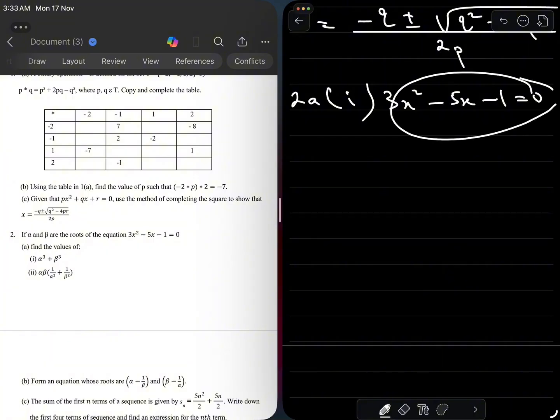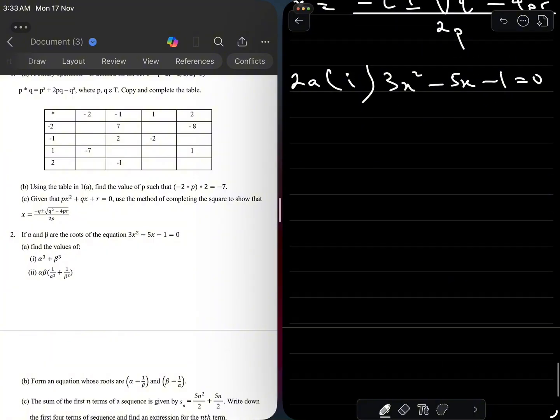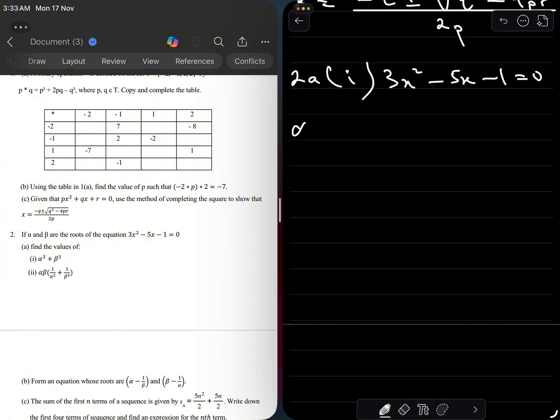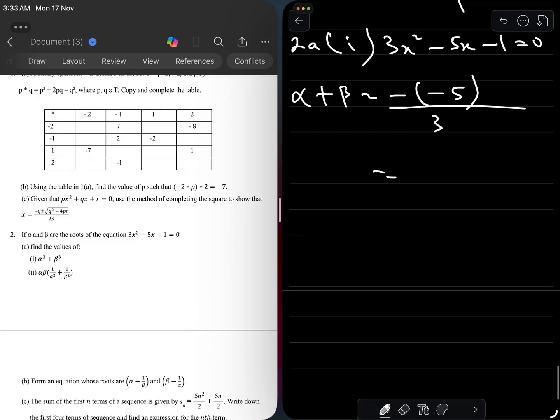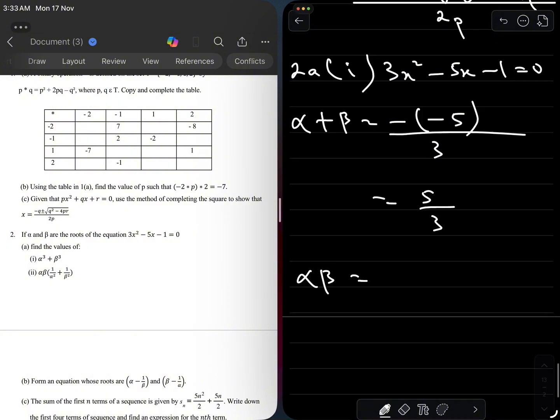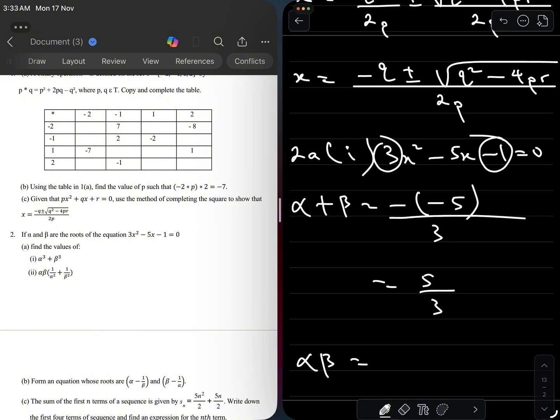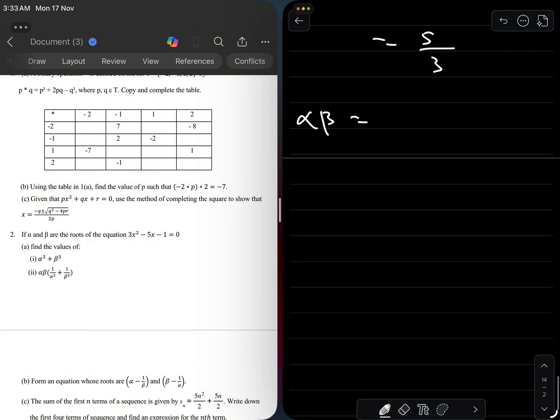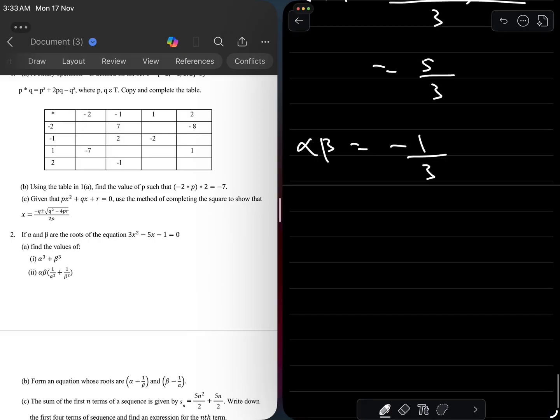From this equation, alpha plus beta is equal to minus b over a. That's minus 5 into bracket minus 5, all over 3, and that's equal to 5 over 3. Alpha beta is c over a, which is minus 1 over 3.